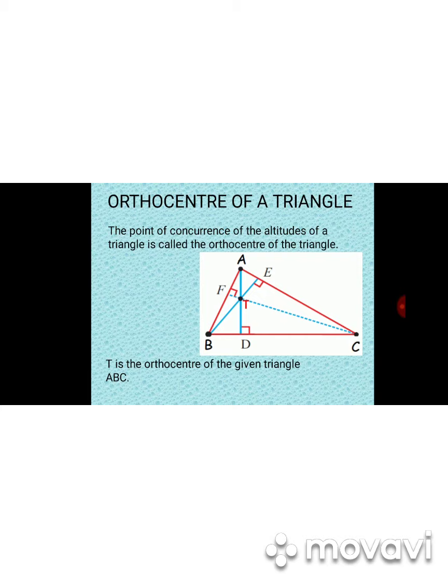Now the next topic is the orthocenter of the triangle. Now what is the orthocenter? Now as we know, we can draw three altitudes in one triangle, right? Here in this figure, AD, BE, CF. All these three altitudes, जहाँ पे वो तीनों meet करते हैं, that point is called the orthocenter, right? Here T is the orthocenter of the given triangle ABC.